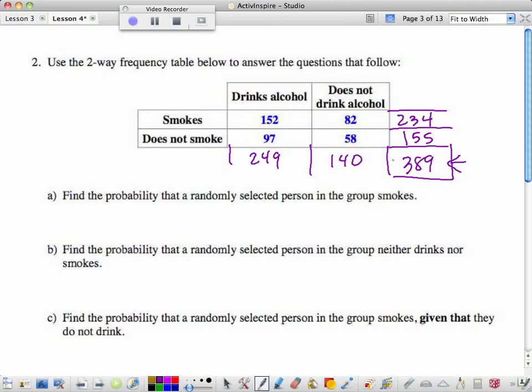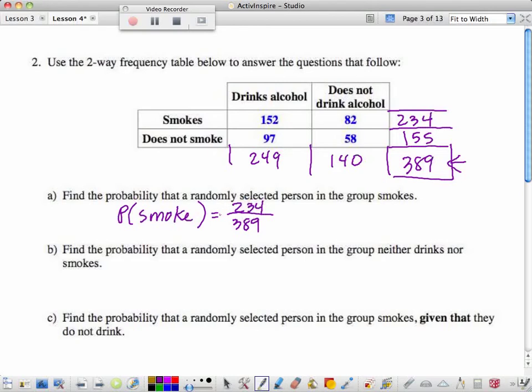So find the probability that a randomly selected person in the group smokes. So here are my people that smoke. I have 152 people that smoke and drink, and 82 people that smoke but do not drink. So I have 234 people out of 389 who smoke. So this is the probability of people who smoke.